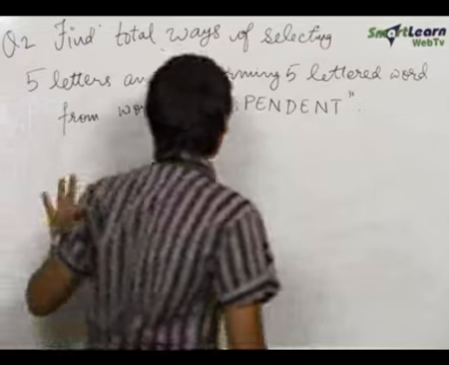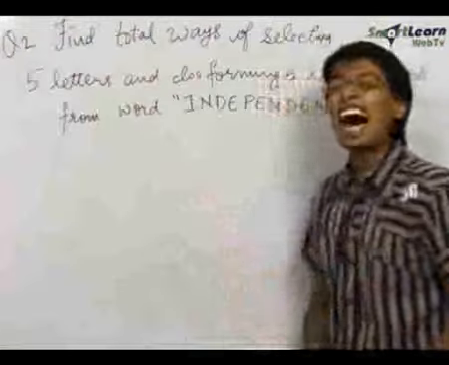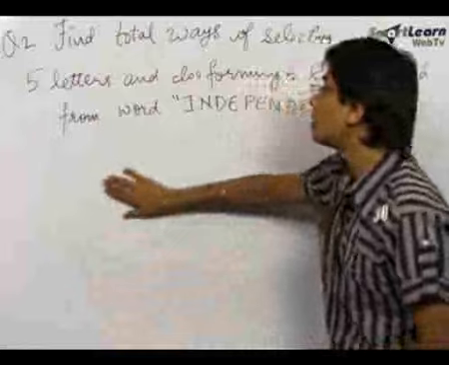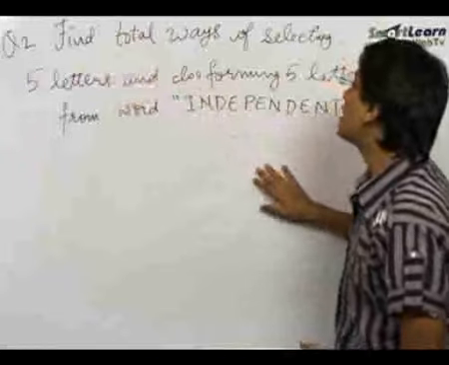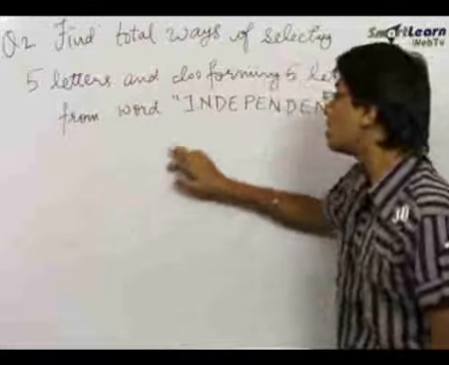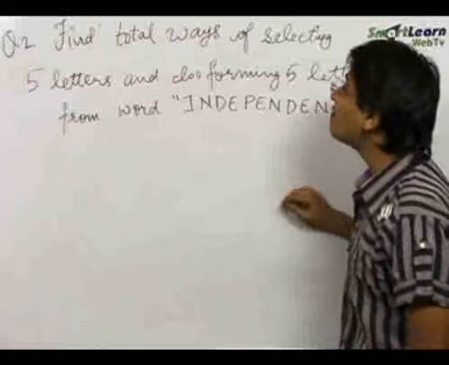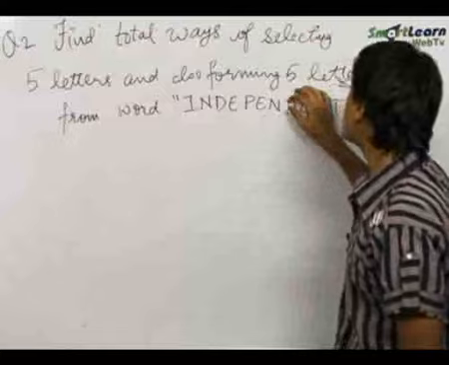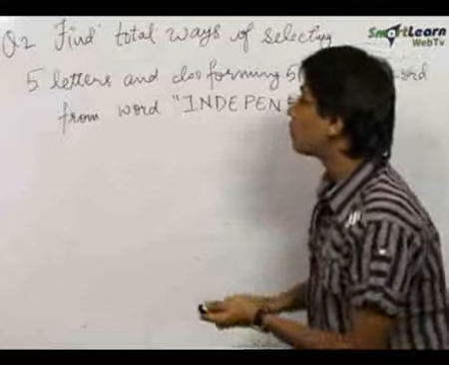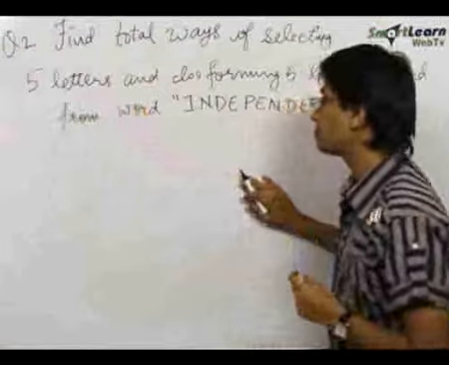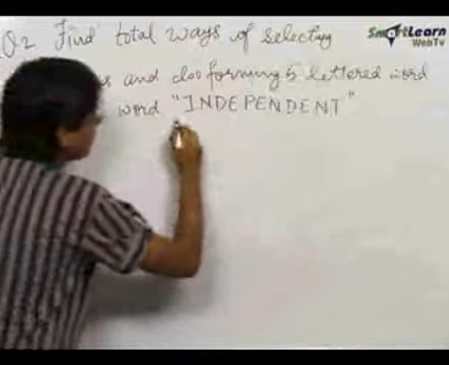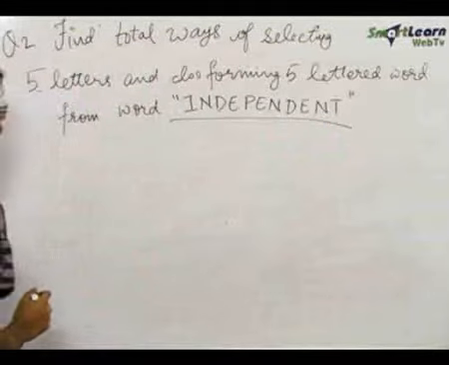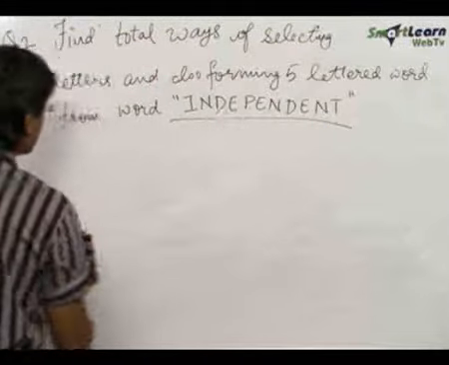The next question which we have is also very important and a highly conceptual problem. We need to find the total number of ways of selecting 5 letters from the word "independent", and we also want to find the total number of ways of forming 5-letter words from the letters selected. Now first of all, we'll try to figure out what different letters or alphabets this word has.